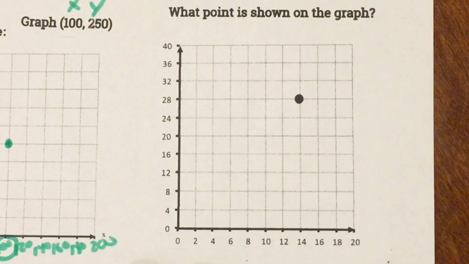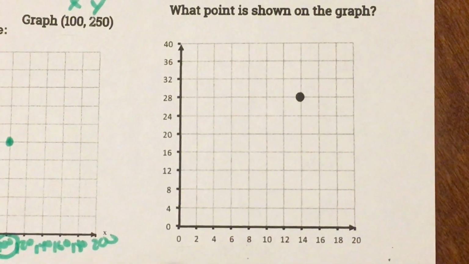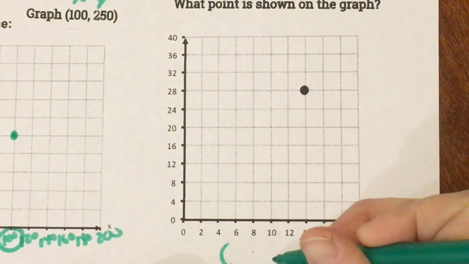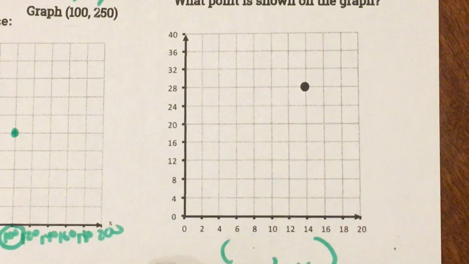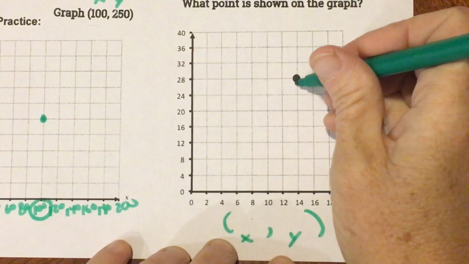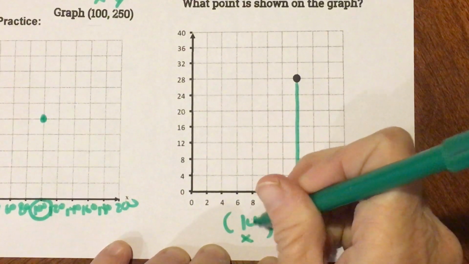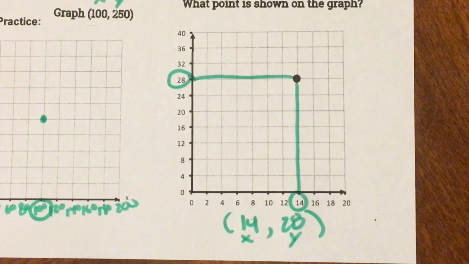Okay, the next one, they already gave it to you. They already scaled this for you. So the X scale, if you look closely, is counting by 2s. The Y scale is counting by 4s. So we know we need our X. I'm going to do it down here since there's not room on top. And a Y. Oops, sorry. So my X is 14. And my Y is 28.